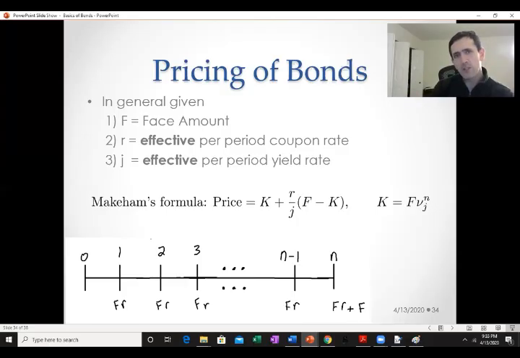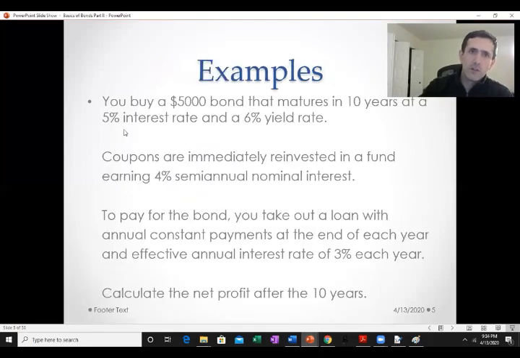F is the face amount, R is the effective per period coupon rate, J is the effective per period yield rate. Unless otherwise stated, the periods are every 6 months, and we don't state anything, so that's what we're assuming in this problem. And we're assuming the coupon rate and the yield rate given are, unless otherwise stated, semi-annual nominal interest rates. Nothing is stated, so we're assuming it's semi-annual nominal for both the coupon rate, the interest rate, same thing, and the yield rate.